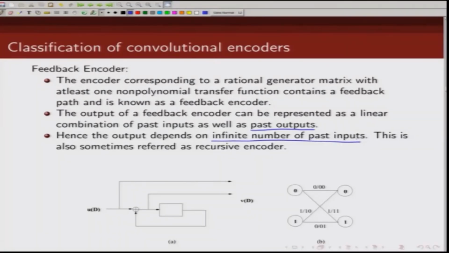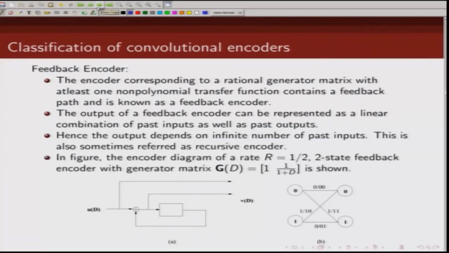So, the output will basically depend on an infinite number of past inputs. Now, a feedback encoder is also known as a recursive encoder, and one example of this feedback encoder is given in this figure. This is a rate 1/2 code. You can see for one input we have two outputs, and its generator matrix is given by this. This is its corresponding state diagram for this feedback encoder.